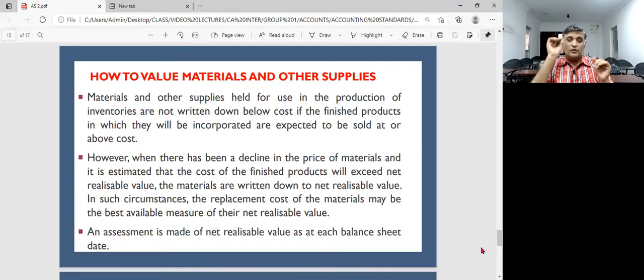So as a thumb rule, if you want to find out how to value a raw material or any other supply, you please go to the finished product of which the raw material is a part. You please find out how that finished product is getting valued. Use the same basis for valuing the raw material also. It's very simple. I'll give an example.